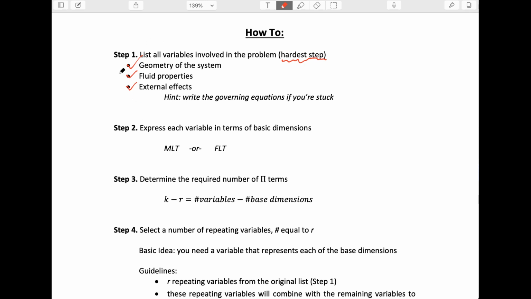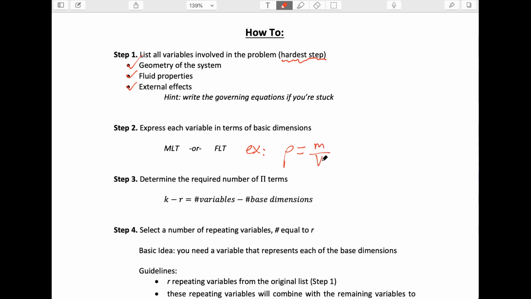Once you've exhausted the list of variables that could matter, we want to express each of those variables here, step 2, in basic dimensions. So maybe we'll use mass, length, and time, or you could use force, length, and time. Why are these 2 different things? Well, force and mass are kind of related to each other using Newton's laws, and so we can either use mass, length, and time or force, length, and time, but it would be redundant to have mass, force, length, and time all in one.